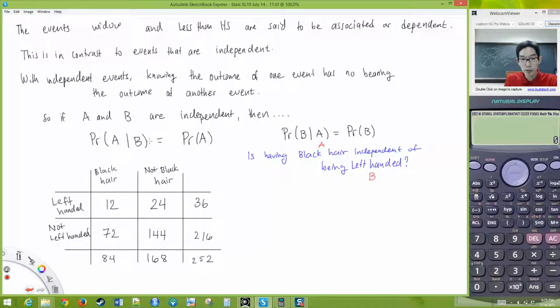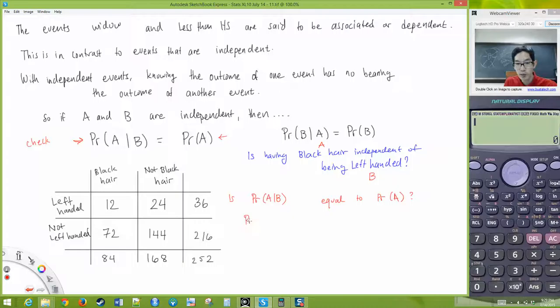We're going to check either of these: probability of A given B equals probability of A, or probability of B given A equals probability of B. Do you care? Let's just do this one. So we're going to say, what's the probability of A given B, and we're going to ask, is probability of A given B equal to probability of A? We're just checking to see if this is true.